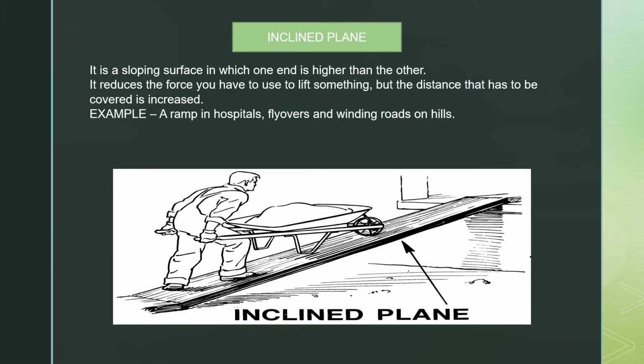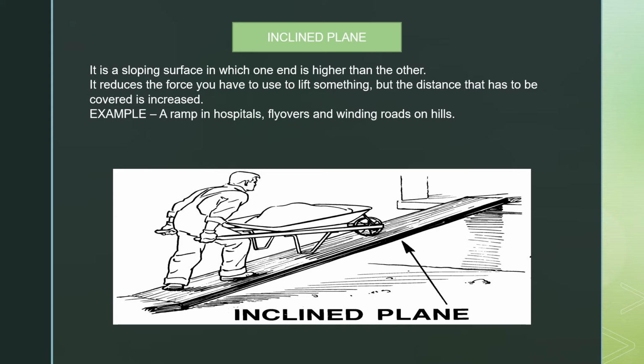Inclined plane. It is a sloping surface in which one end is higher than the other. As you can see in the picture also, one end is higher than the other end. It reduces the force you have to use to lift something, but the distance that has to be covered is increased.